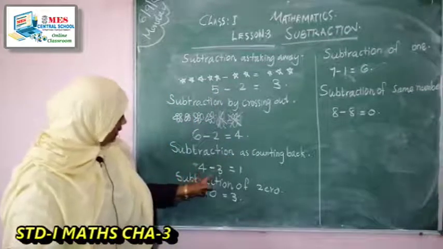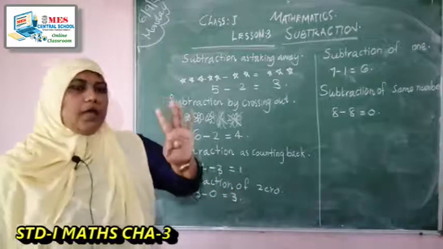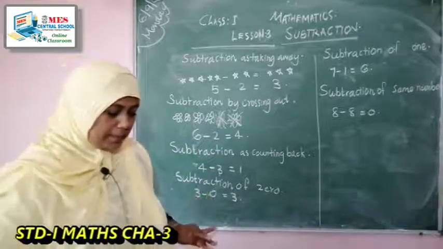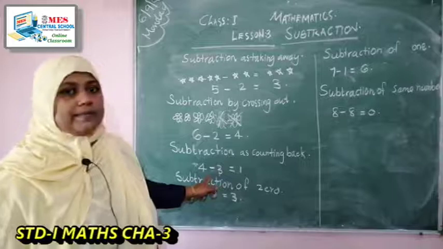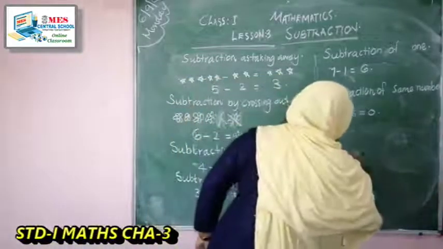Here 4 minus 3 is equal to 1. So first of all you take 4. How many times do you want to come back? 3 times. Okay, 3 times. Okay, so that can be shown like this.